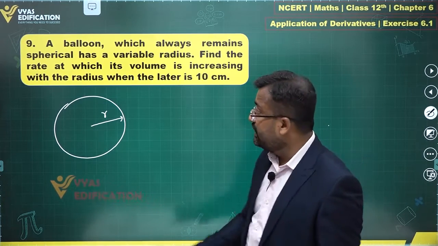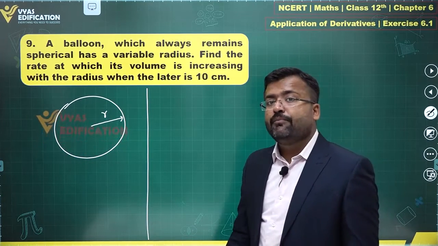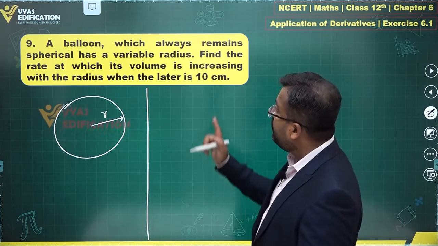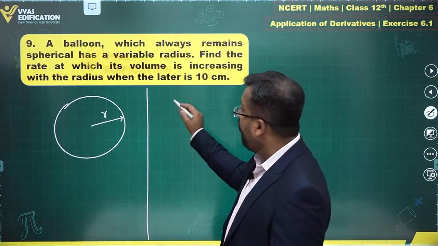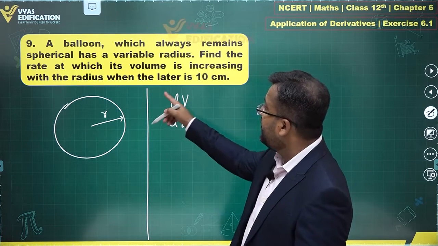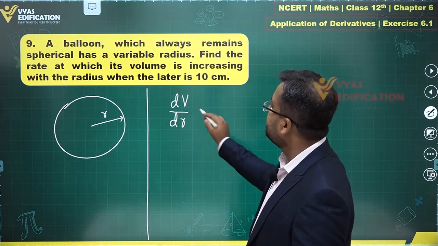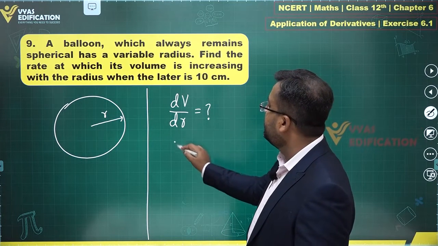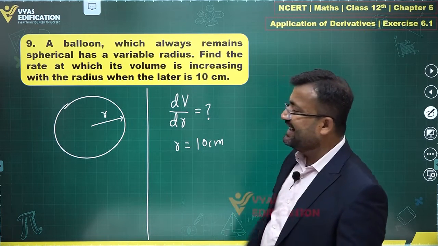Mind you, the question here is different than the ones that we have been tackling for a while now. Here the person is talking about volume increasing with the radius. Find the rate at which volume is increasing with respect to the radius when the radius is 10 centimeter. This is being asked when the radius is 10 centimeter. The later one, that is radius.